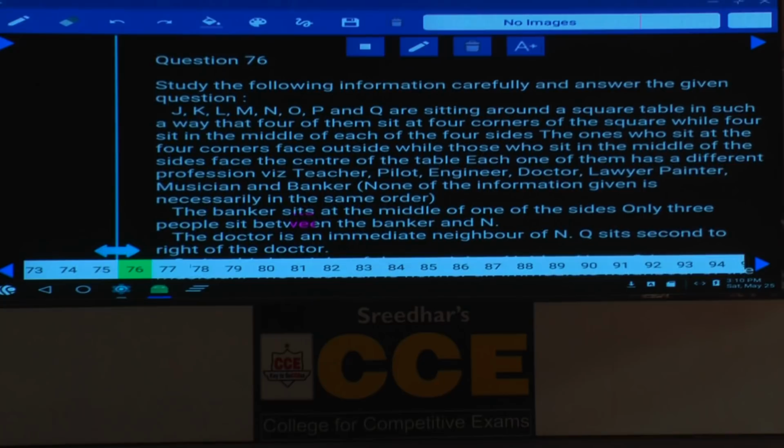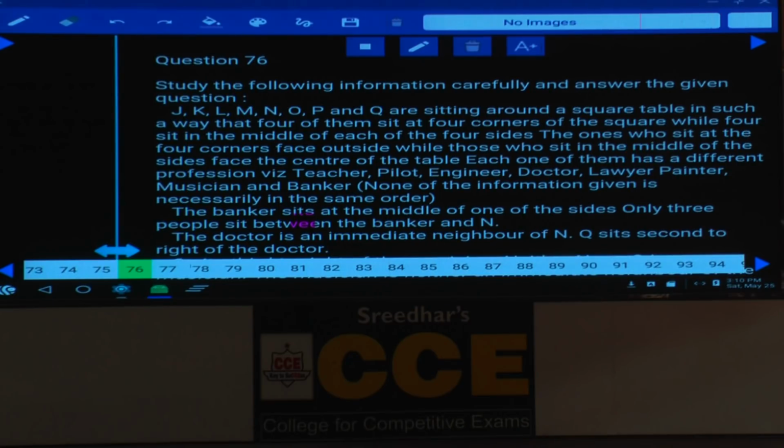Now in these questions, 76 to 80, how many persons are there? There are 8 persons J, K, L, M, N, O, P, Q seated around a square table in such a way that 4 of them sit at 4 corners of the square, while 4 sit in the middle of each of the 4 sides. The ones who sit at the 4 corners face outside, while those who sit in the middle of the sides face the center of the table. And each one of them has a different profession, teacher, pilot, engineer, doctor and so on.